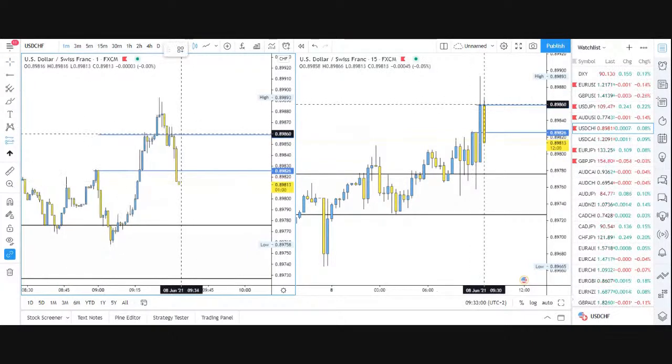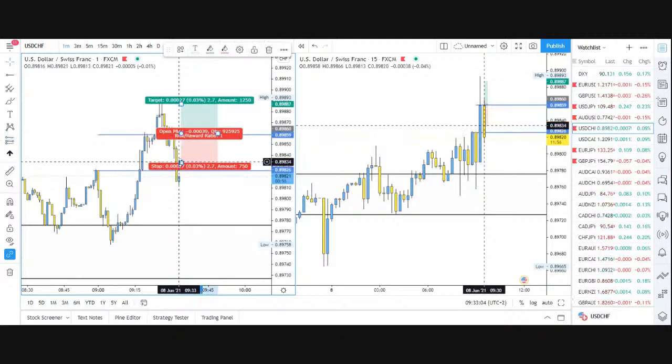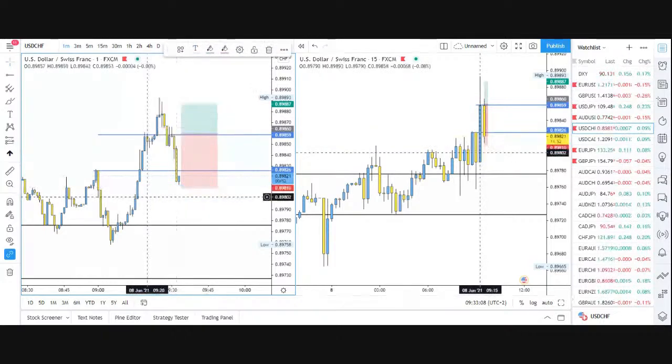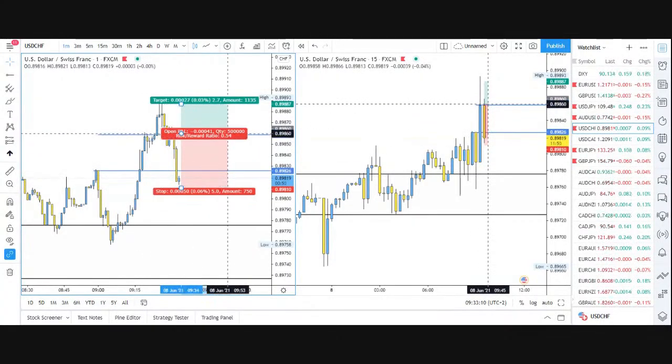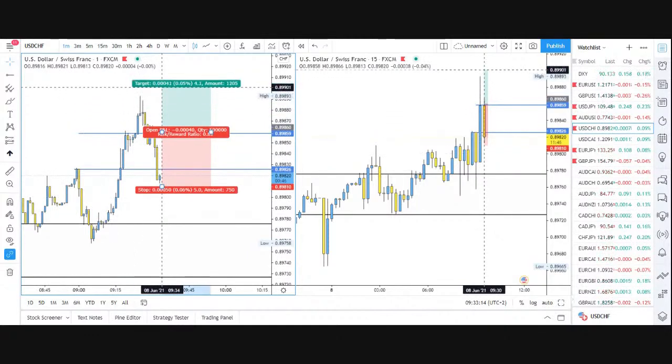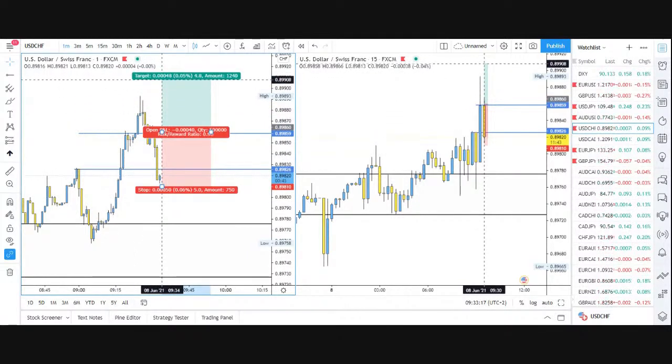What you want is your entry right here in and about 8960. 5 pips stop loss. And then you take this up. Something like that.